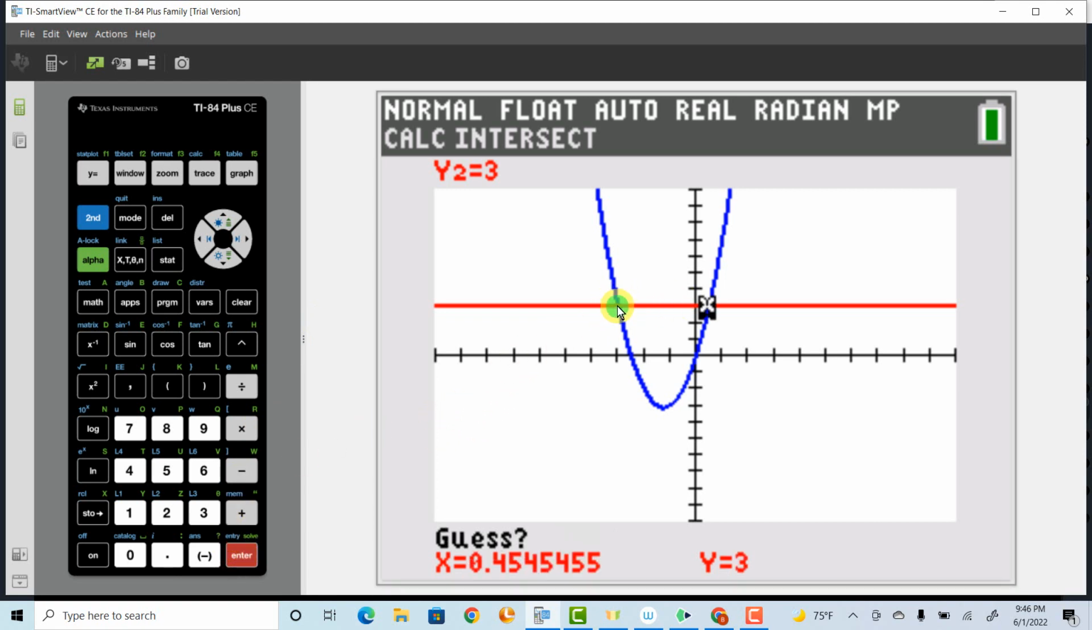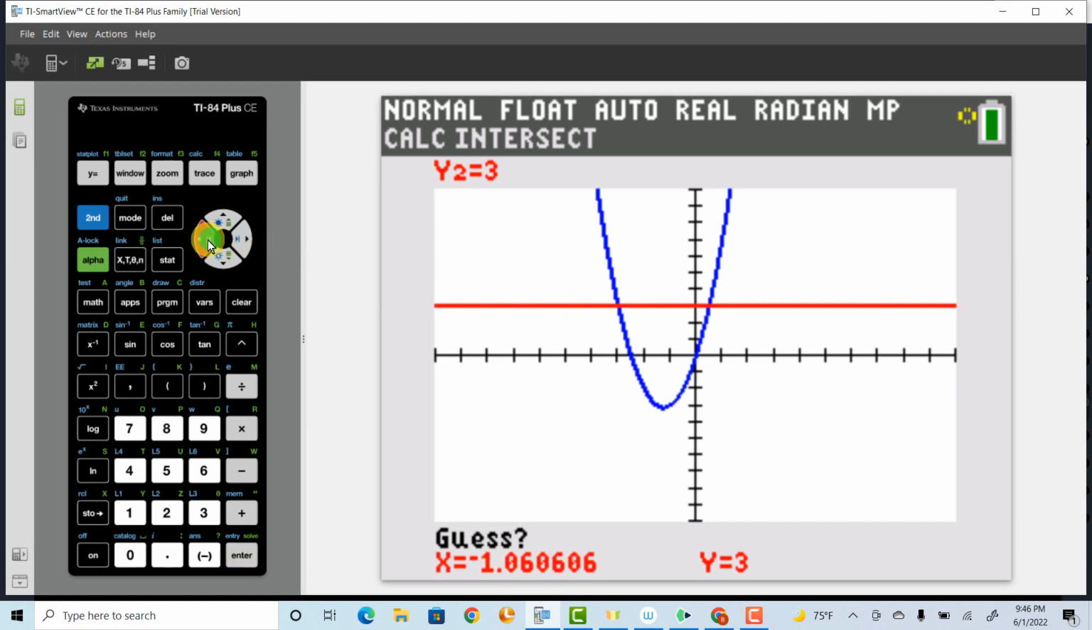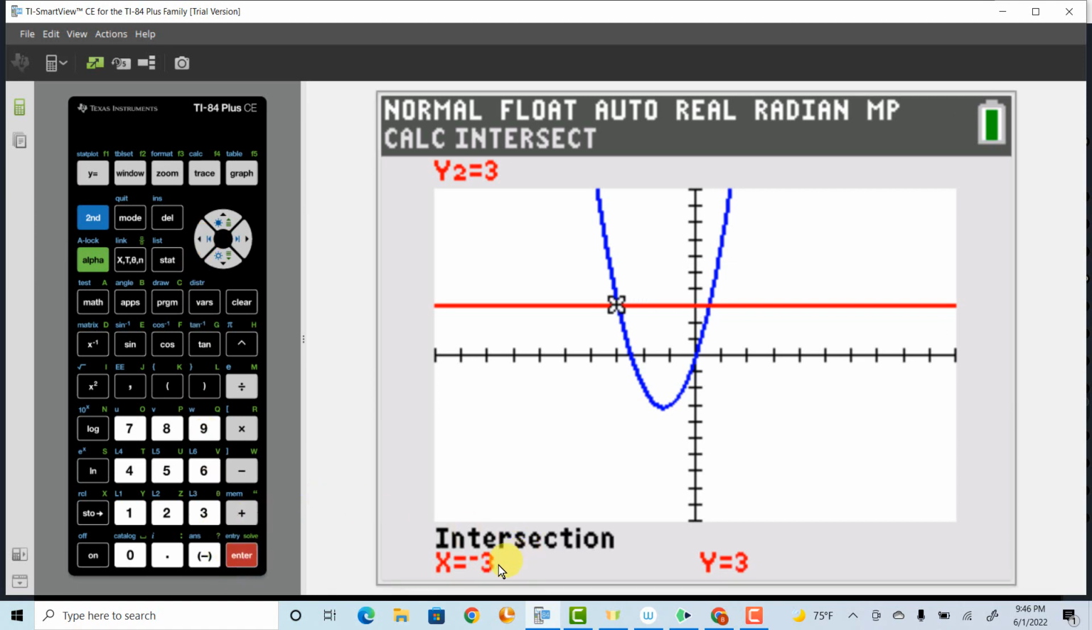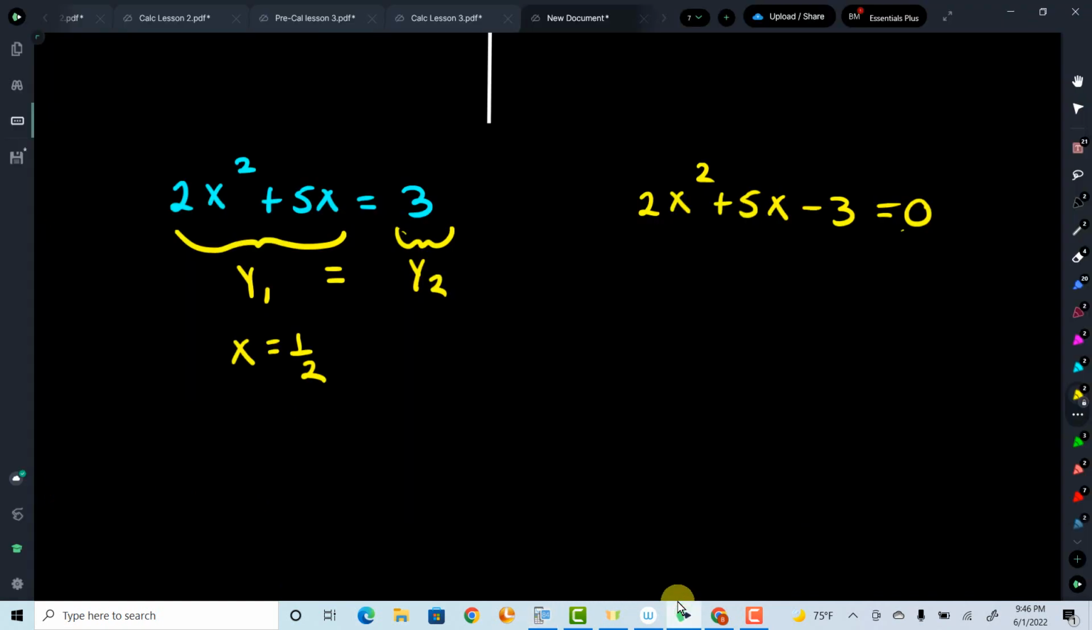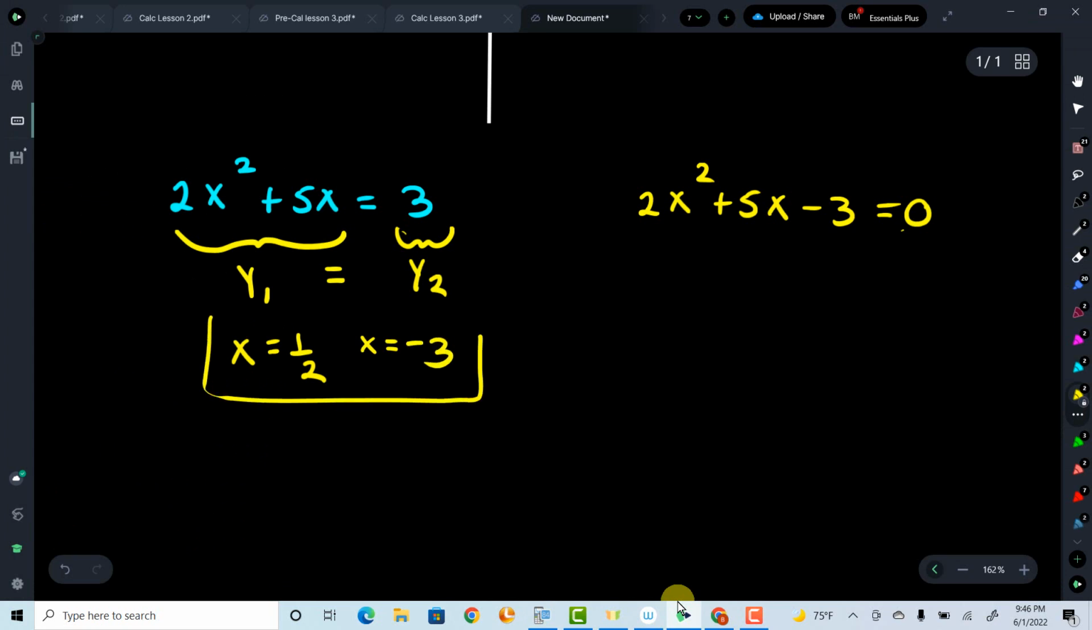Well, I'm looking for this intersection, so I need to move my cursor over to that point, and I'll press enter. And it tells me the x value is -3. So x equals -3. Those are my two solutions. Okay, so I used the calculate intersect method for this.